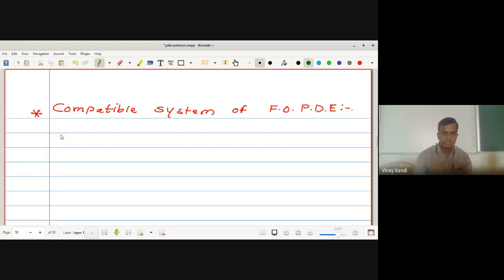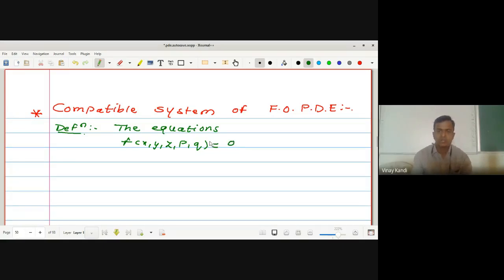What is the definition of compatible system? The equations: f is a function of x, y, z, and p, q, which is equal to 0. So this is a first order partial differential equation. That is equation number 1. And g is a function of x, y, z, and also p and q. So this second one is also a first order partial differential equation. Okay, so these two first order partial differential equations are compatible.